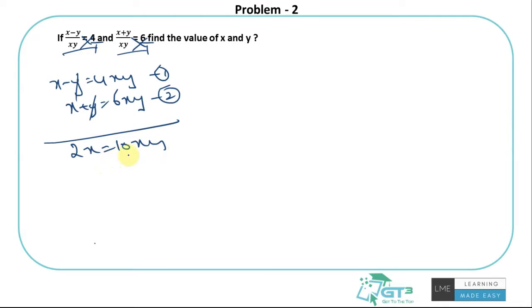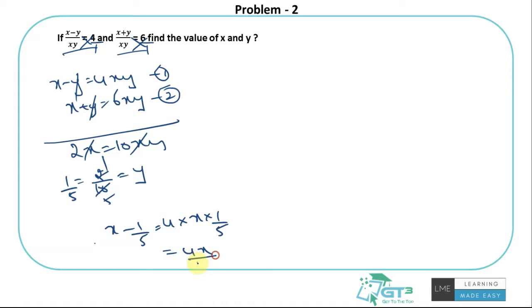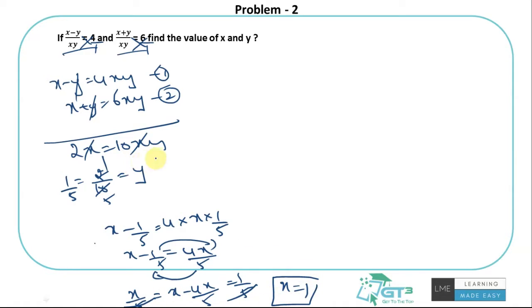Right, so what will I get for y? x gets cancelled out, 2 by 10 is y, so 1 by 5 is equal to y. Now once I know y, let me replace it here, right? x minus 1 by 5 equals 4 into x into 1 by 5. So this is 4x by 5 equals x minus 1 by 5. Let me interchange, swap. So x minus 4x by 5 equals 1 by 5. So x minus 4x by 5 is 5x minus 4x by 5, that is x by 5. So 5 will get cancelled out, I get x equals 1. So the values are x is 1 and y is 1 by 5. That's one way to solve.